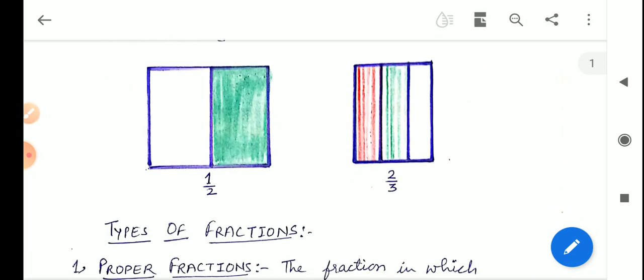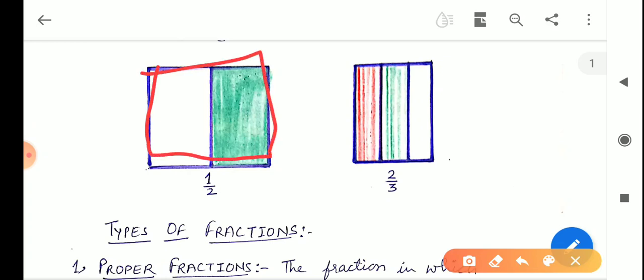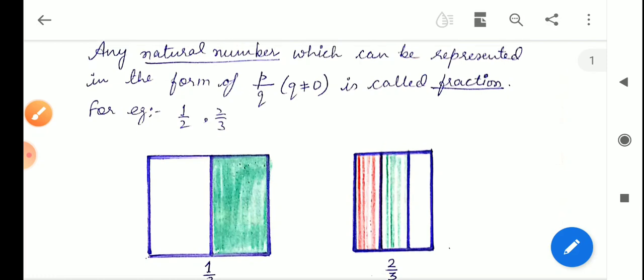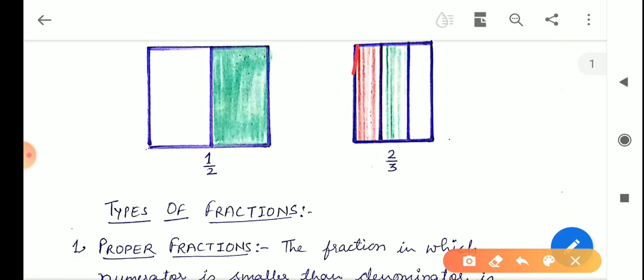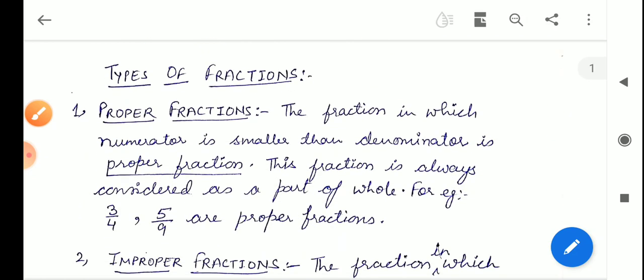Now you can see from the given figure that if we consider this whole square as one part and shade this half part, this is known as the 1 by 2 part. Similarly, in this rectangle, if we divide the whole rectangle into 3 equal parts and shade any 2 equal parts out of 3 boxes, then what we see is that 2 by 3 is one of the fractions. Now come to types of fraction.